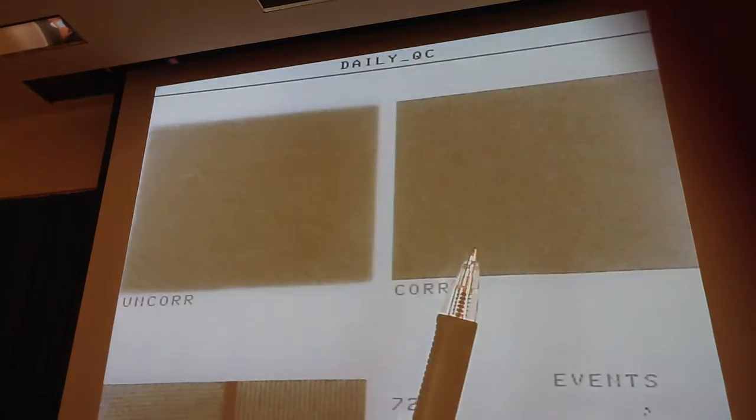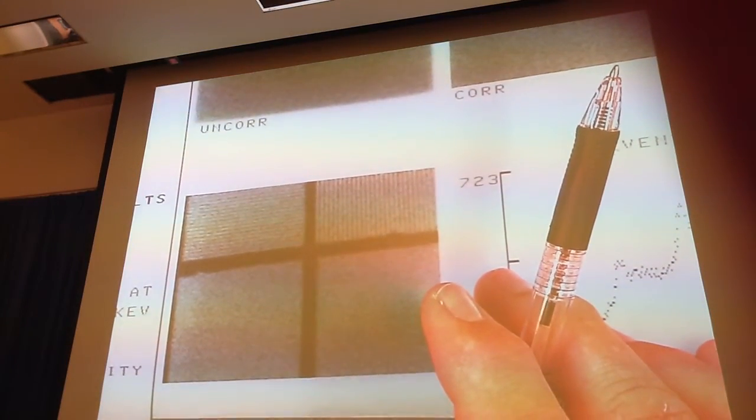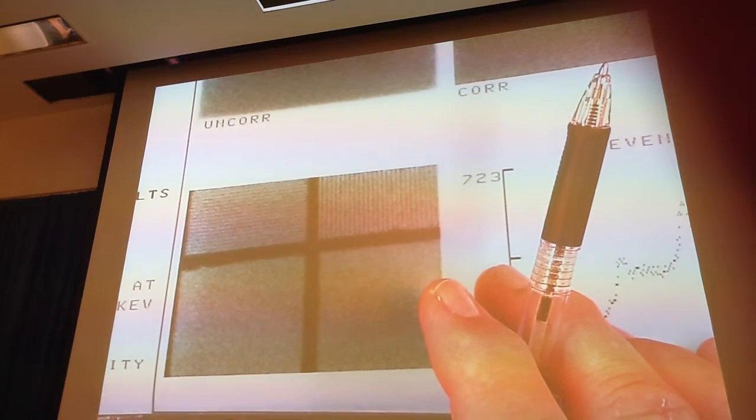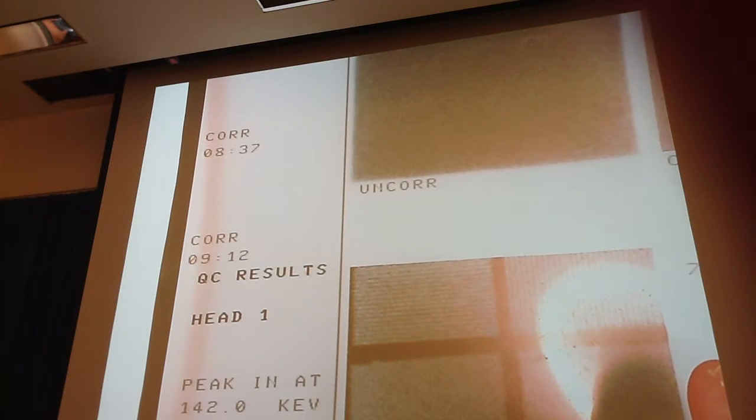Oh yeah, I did the flood, I did the uniformity and the corrected and uncorrected, and I did the bar phantom, but they don't know what the heck they're looking at. They do it and then they just start scanning patients after that. Okay? And then over here, again, the correction is very close to 10%.